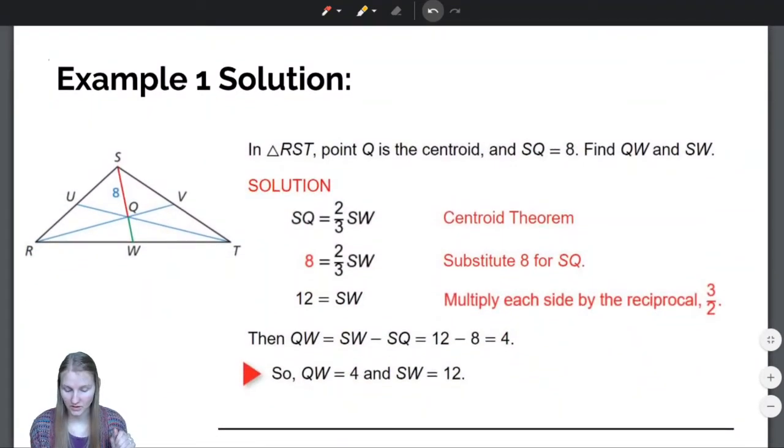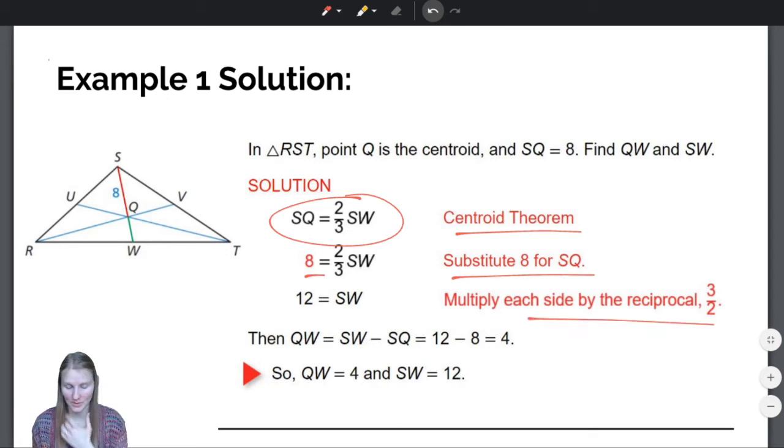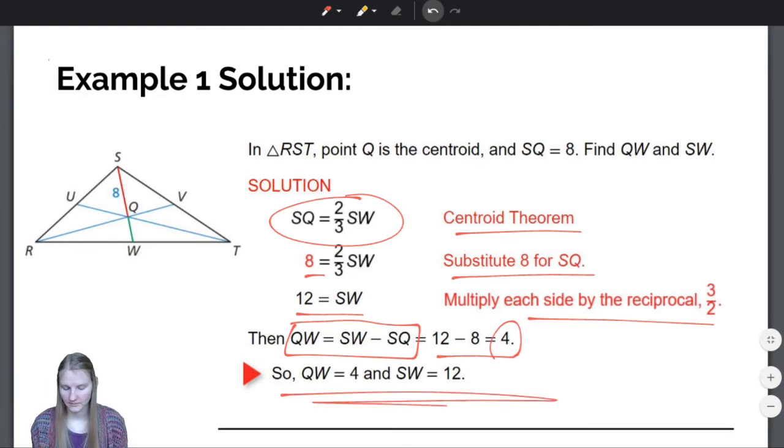Let's see, SQ is equal to 2/3 of SW, that's the centroid theorem. Substitute 8 for SQ, multiply each side by the reciprocal, and 12 equals SW. And yes, they used the segment addition postulate to get 12 minus 8, which is 4. We did it that way, we also did it another way. But yes, either way, we are correct.